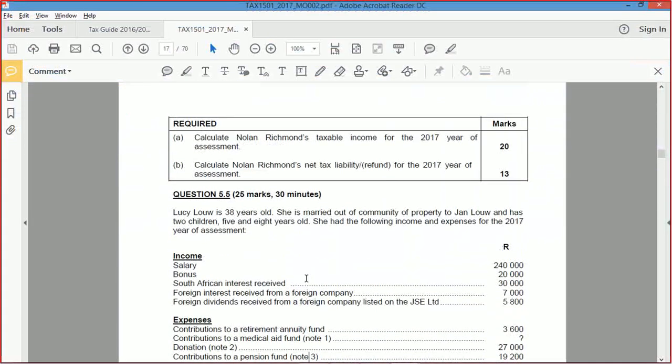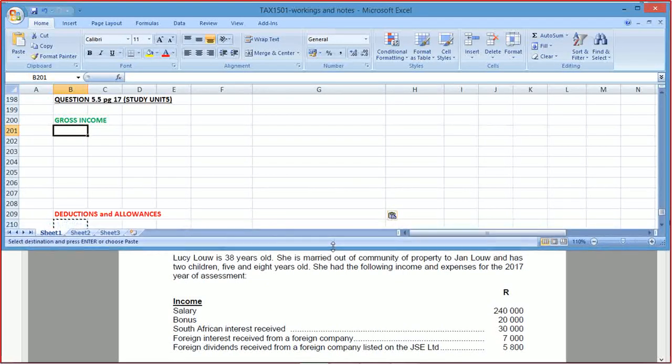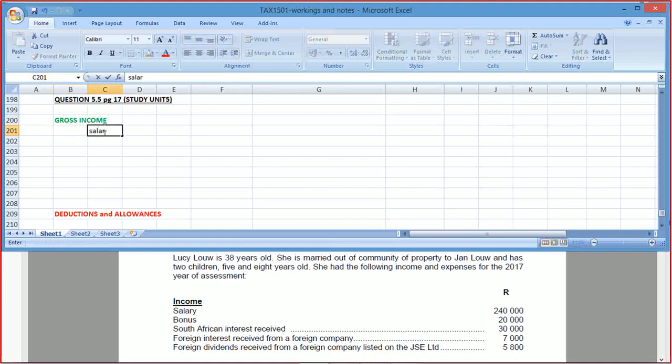Okay, so let's go to the question. Maybe let me shrink this. Right, so the first bit. Lucy is 38. She's married out of community of property to Jan and has 2 children, 5 and 8. She had the following income and expenses for the year.